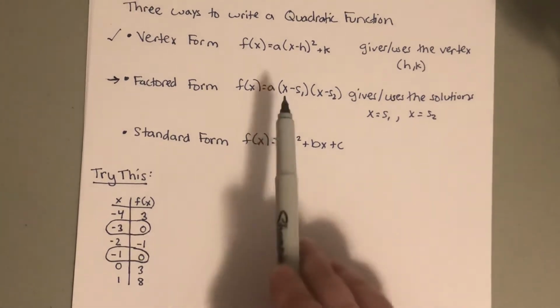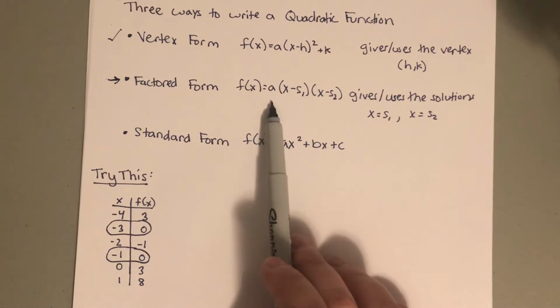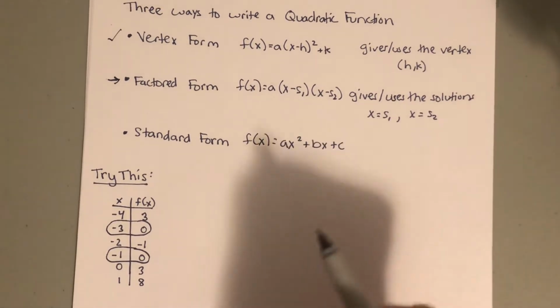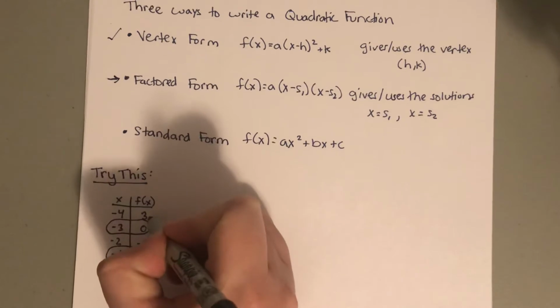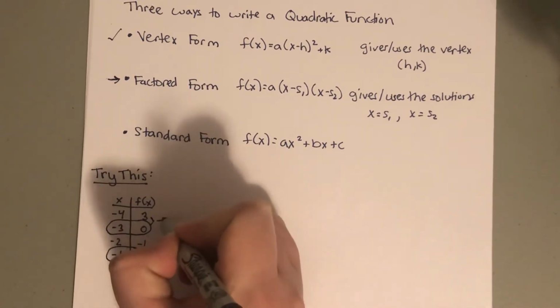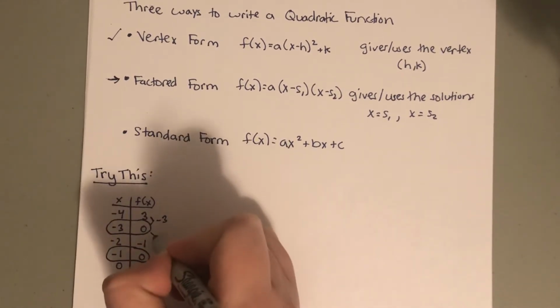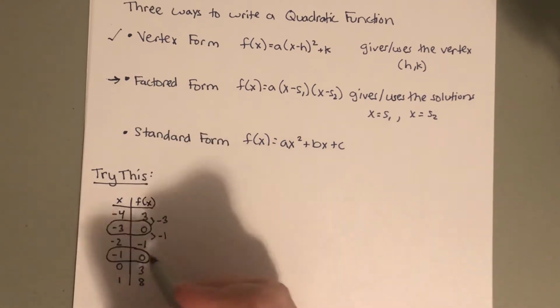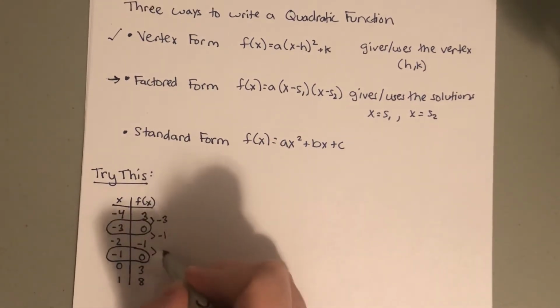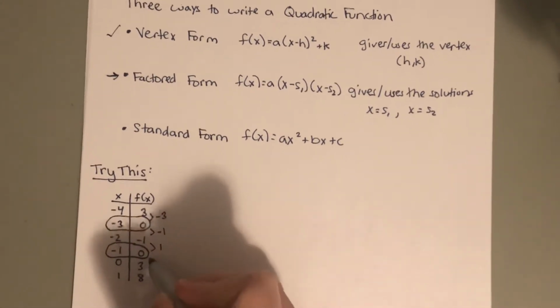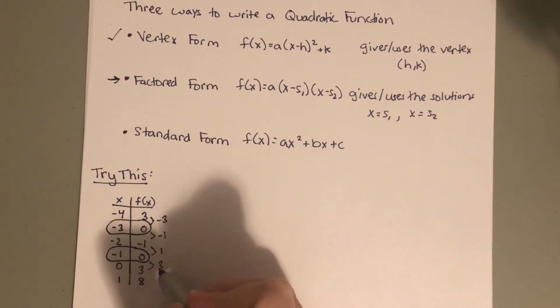Notice also that factored form has an a in it, which means we need to find half of the second change. So I'm going to find the second change. From 3 to 0, it goes down 3. From 0 to -1, it goes down 1. From -1 back up to 0, it's going up 1. From 0 to 3, it's going up 3. And from 3 to 8, it goes up 5.